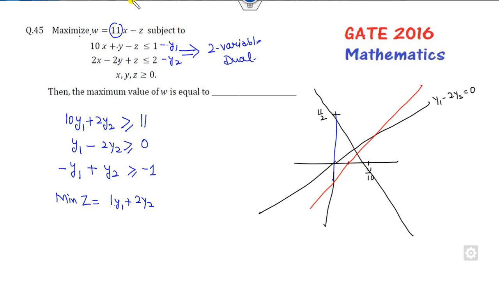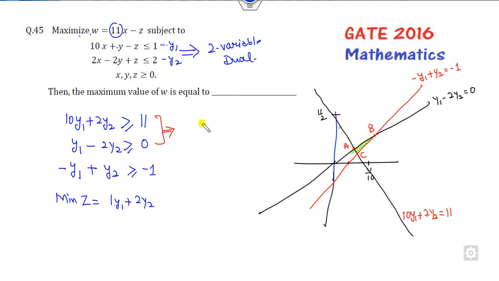So what is the common portion inside of this? The first value is greater than 0, so that's the upside portion, and this is my common area. Once this is the common area, you have to find the coordinates of A, B and C. That's very simple. This line is 10y1 plus 2y2 is 11. This red line is my third one, minus y1 plus y2 is equal to minus 1. So I can solve this line and this line.